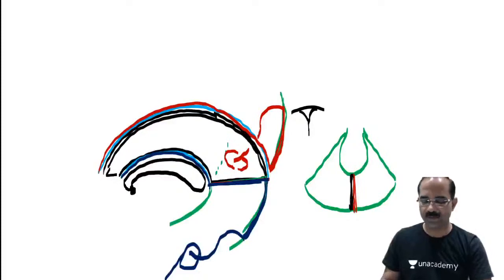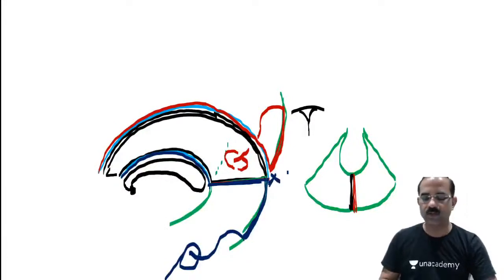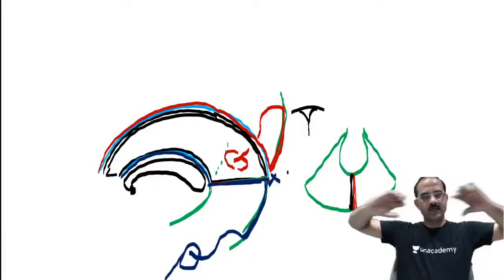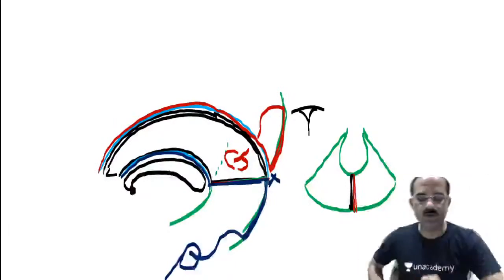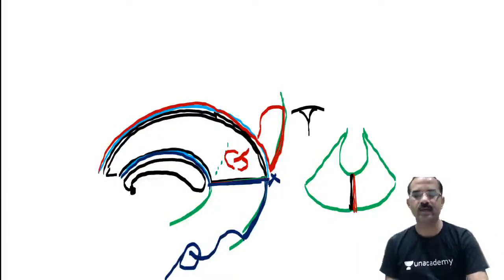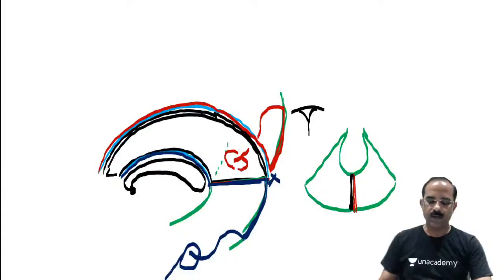Are you all following this? Is this clear? If it's not clear, you tell me. At this point at the back, the superior sagittal, the transverse sinus, and the inferior and the straight sinus meet. That point is known as the confluence of sinuses. Okay. I hope this is clear.